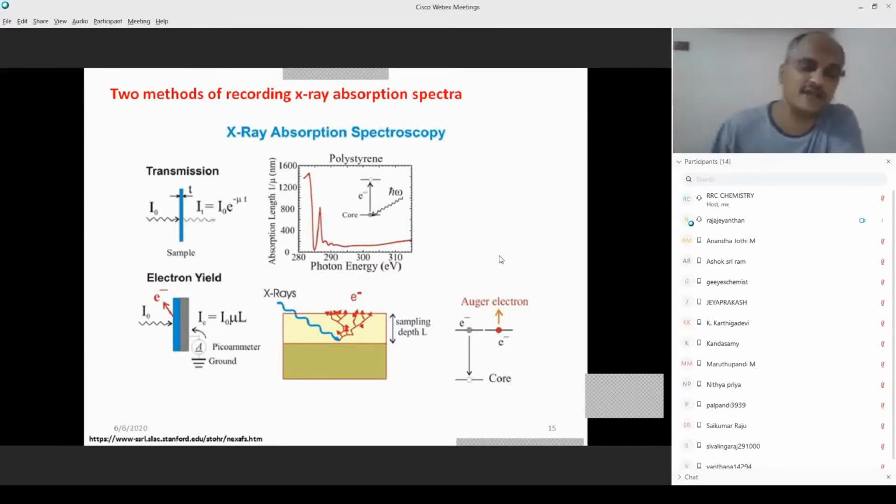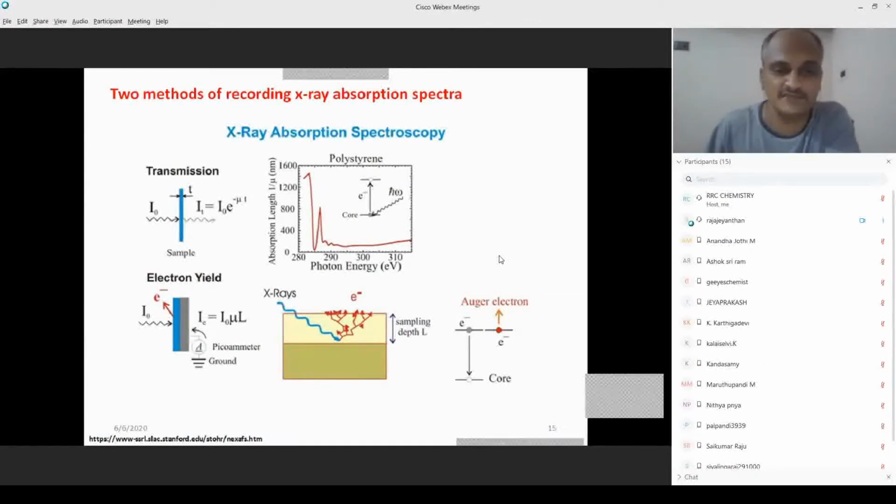Transmission mode is to study the bulk of the material, and the electron yield mode is for studying the surface of the material. What happens on the surface of the material is, if the sample is considerably thick, that is shown in the blue color, which is mounted on a metal conducting material, and this metal is grounded through a picoammeter, right? Why do we have a picoammeter? Because a very small amount of current will flow, so we use a picoammeter to detect that current.